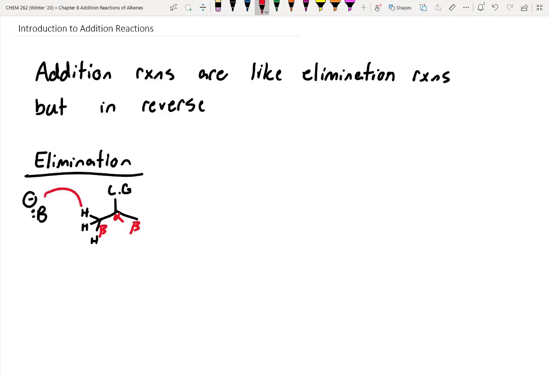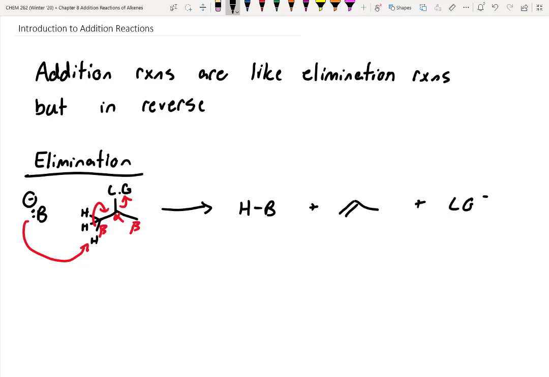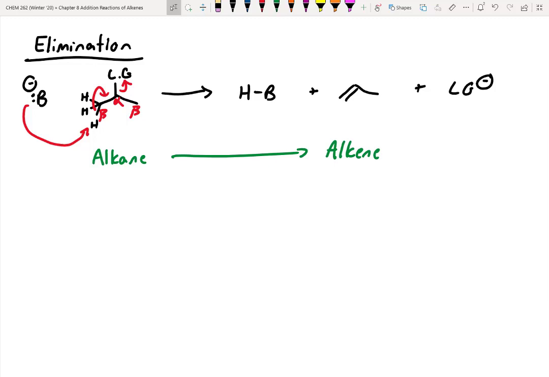So in this case, our base will go after one of these. It's important to remember that it should be anticoplanar. So if we want to, we could even show this trying to go after an anticoplanar beta proton. Clamp down, kick off our leaving group. We get our conjugate acid out, and then we would get an alkene. And our leaving group would be a negative charge. So really the big transformational difference here is we went from an alkane that had a leaving group off of it to an alkene. So we saw how to make alkenes last chapter.